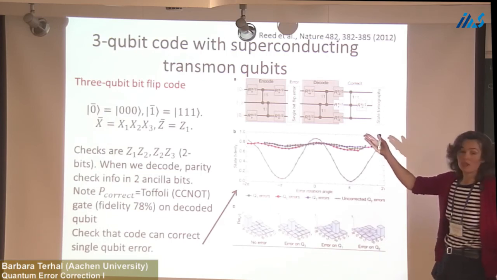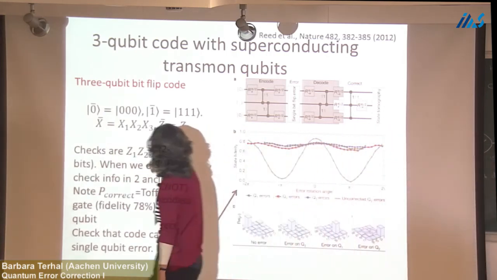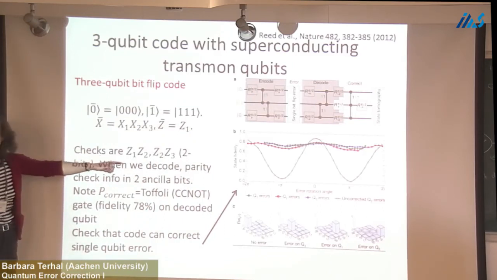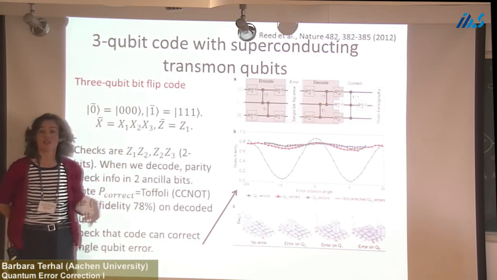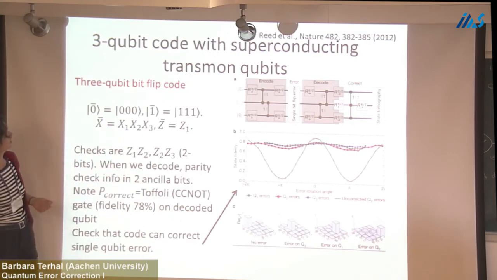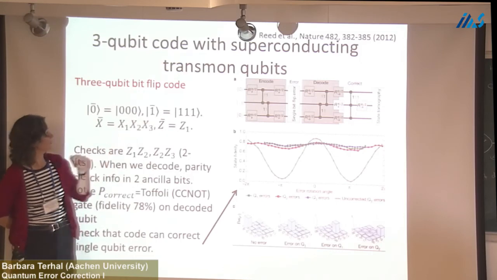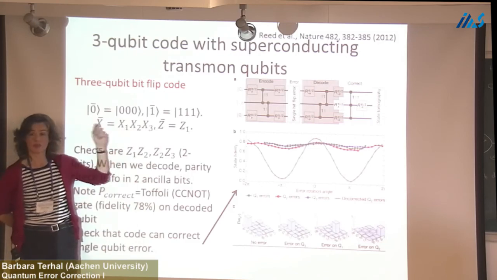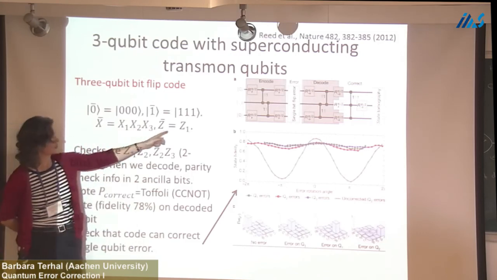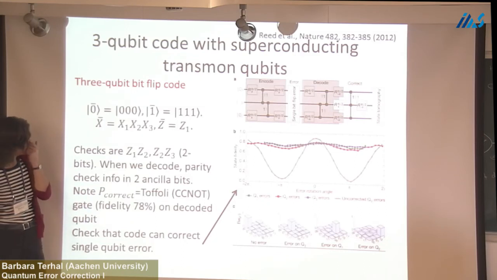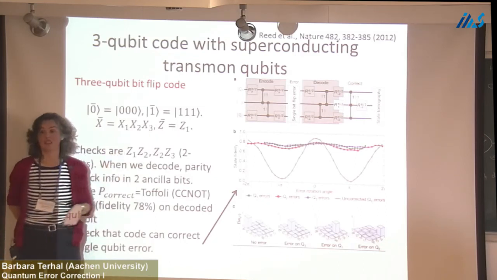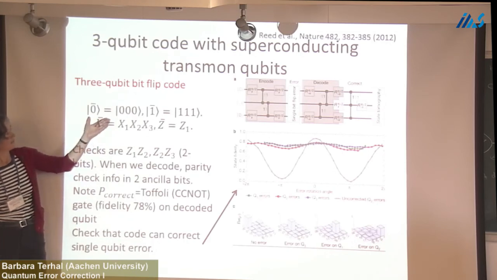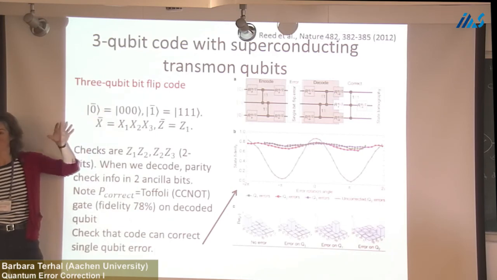What they do here is realize the 3-qubit bit flip code. The 3-qubit bit flip code has these two checks. It's a classical code, just a repetition code. The code words are 000 and 111. The logical operators are logical X is X1 X2 X3, and this is the logical Z. The reason that it's not a good quantum code is that the logical Z is a single Z. So if I have a single Z error, I map a logical plus onto a logical minus.